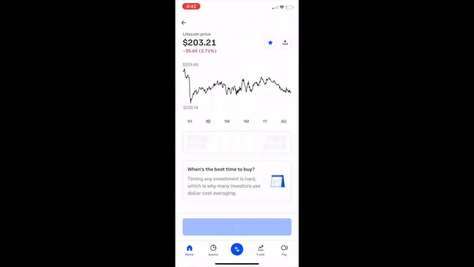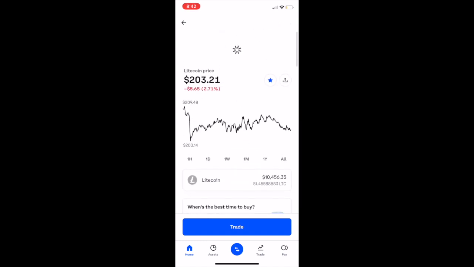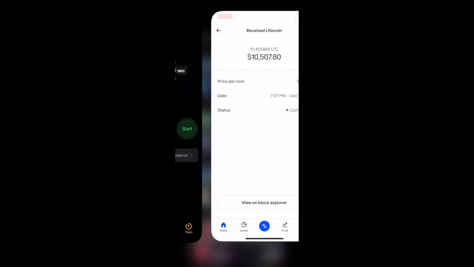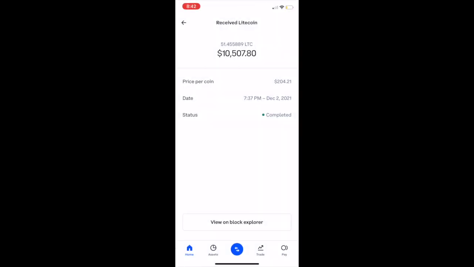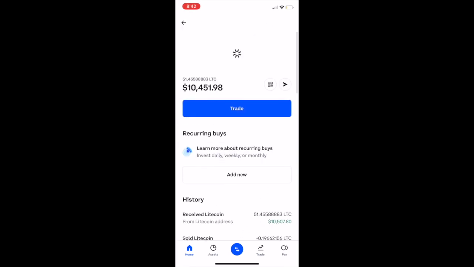So the audio cut off on this, so I'm just doubling back and doing it. But you can see this is me going in my Coinbase. I have my payout through Litecoin, and this is showing that I received my payment of $10,500, a little less than what they actually sent me, but that's just because of crypto and their gas fees and stuff.